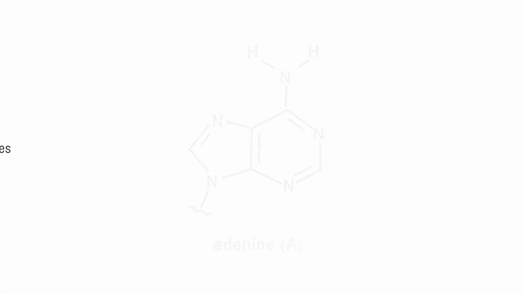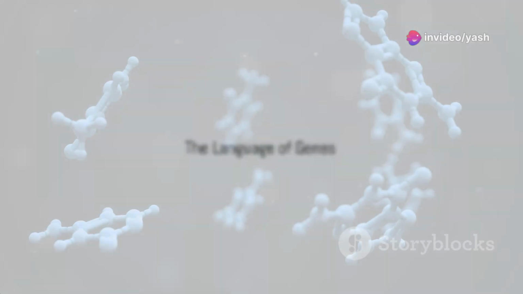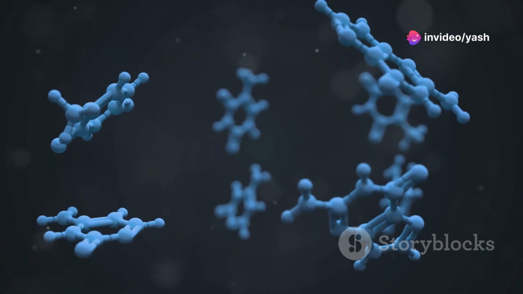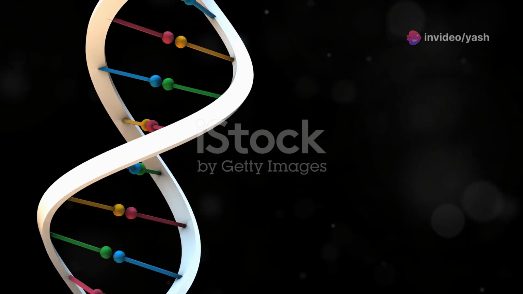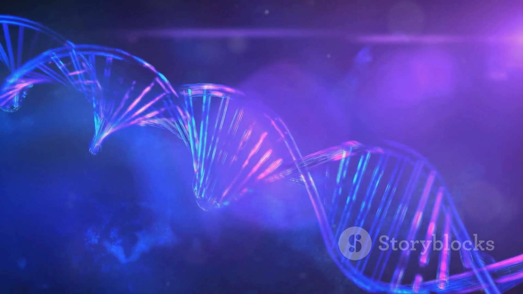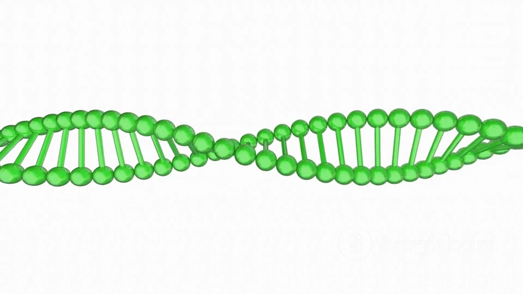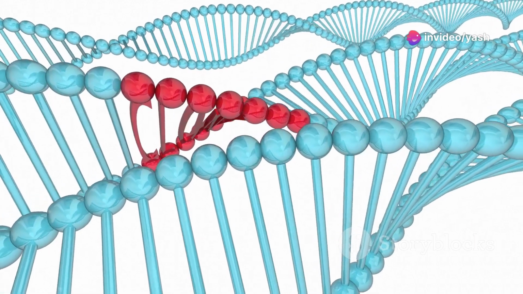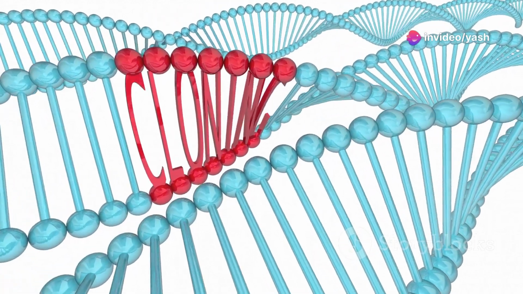The 4 nitrogenous bases, adenine, thymine, guanine, and cytosine, are the building blocks of the genetic code. These bases pair up to form the rungs of the DNA ladder. Adenine pairs with thymine, and guanine pairs with cytosine. The sequence of these bases determines genetic information. Like letters forming words, DNA bases create life's diversity.